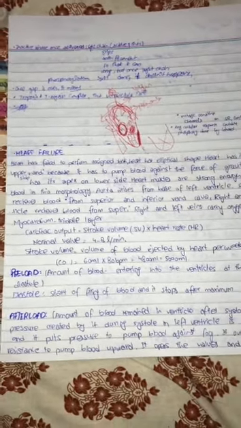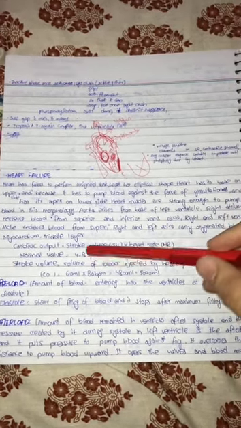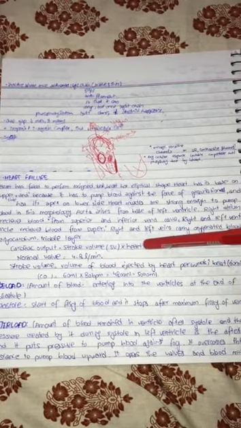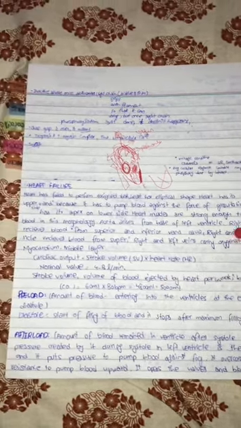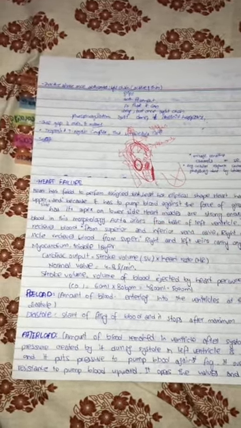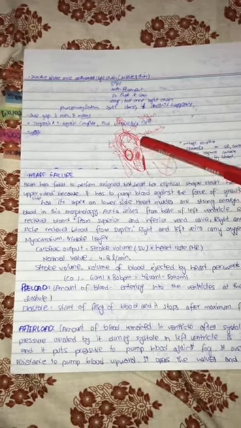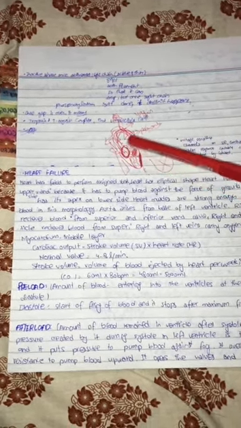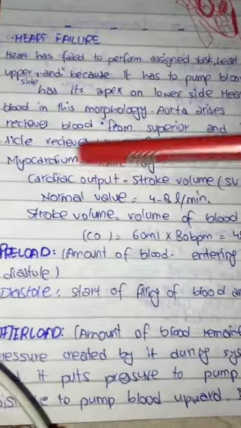So the right atrium receives blood from the superior and inferior vena cava. The right and left ventricles receive blood from the right and left veins carrying oxygenated blood. So here, the right and left ventricles actually receive blood from the right and left pulmonary veins. Okay, so here are some terminologies that should be discussed.